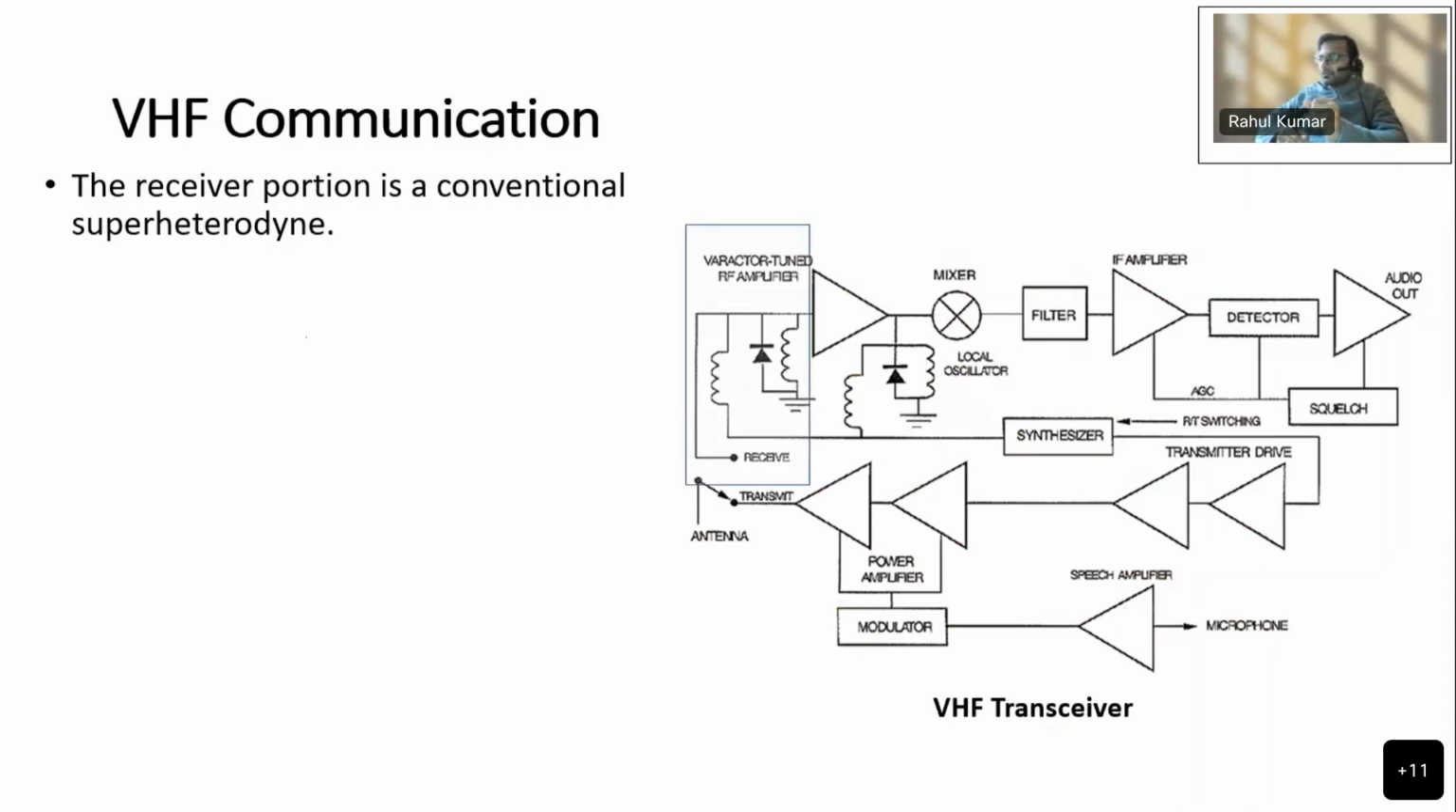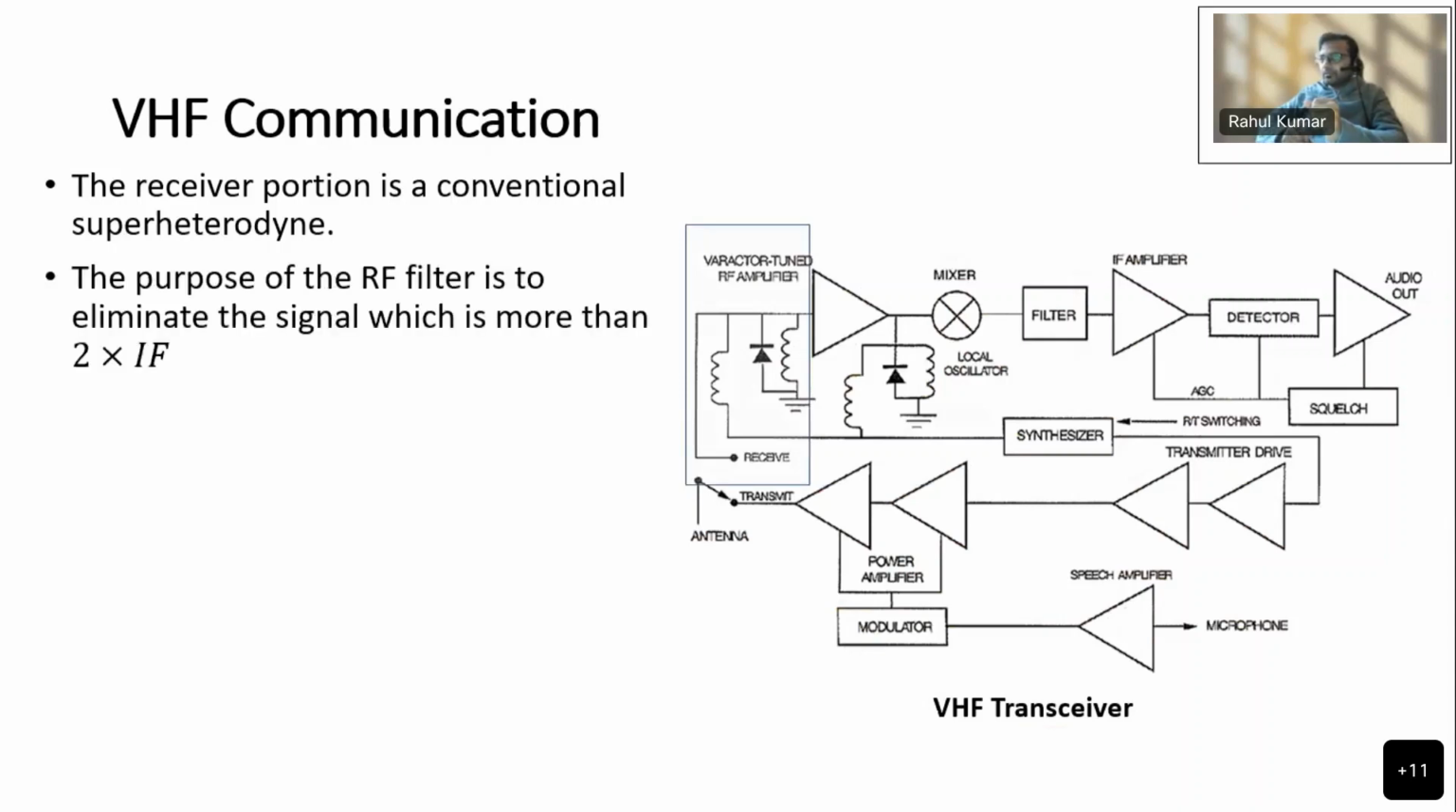Right. So generally we use a varactor diode or a varactor tuned RF amplifier. The purpose of this RF amplifier or RF filter is to eliminate the signal which is more than 2 times the intermediate frequency.